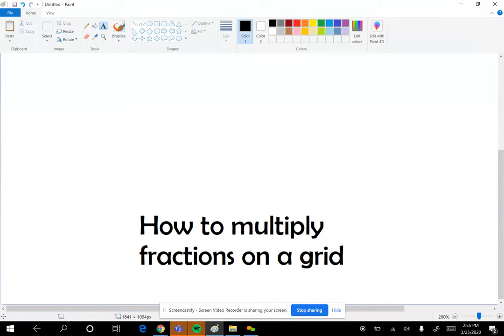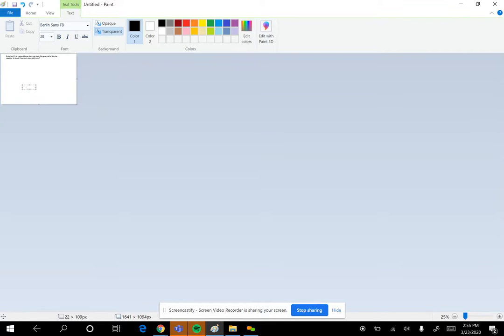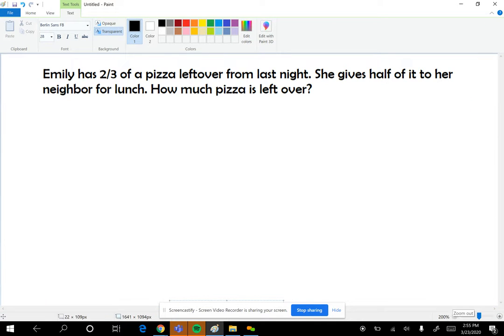Today we're going to review how to multiply fractions using a grid. So let's look at a sample multiplication problem. Emily has 2/3 of a pizza left over from last night. She gives half of it to her neighbor for lunch. How much pizza is left over?